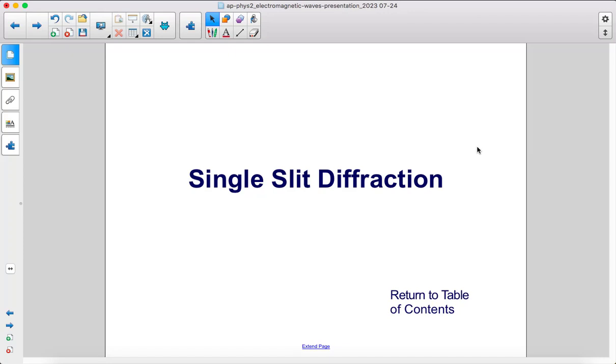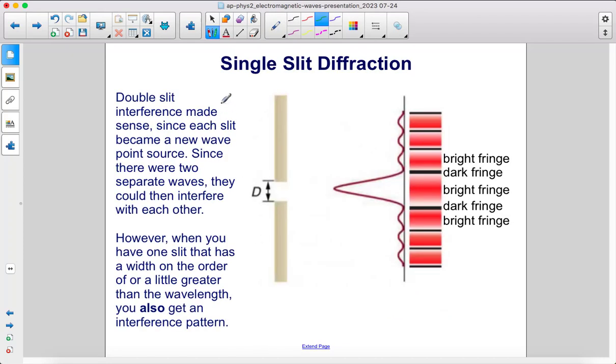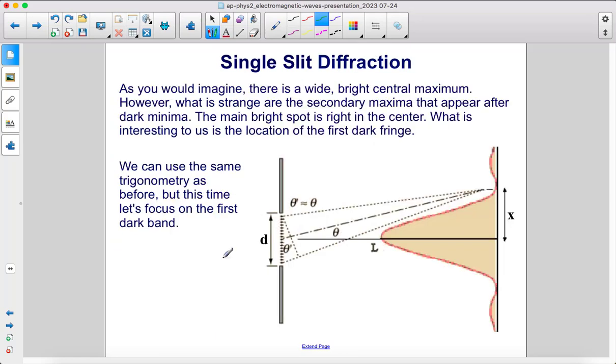Single slit diffraction. Double slit interference made sense since each slit became a new point source, and then these waves interfered with each other. However, when you have a single slit that has a width on the order of or a little greater than the wavelength of light going through it, you also get an interference pattern. As you would imagine, there is a wide, bright central maximum.